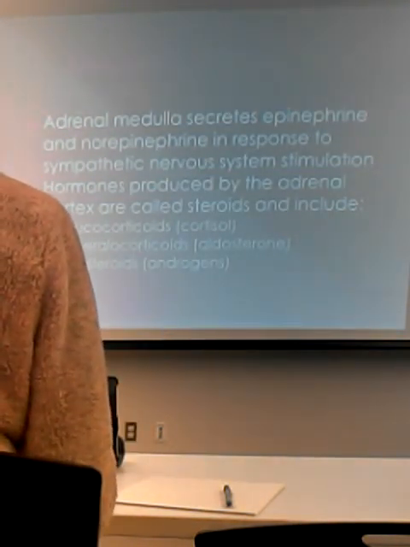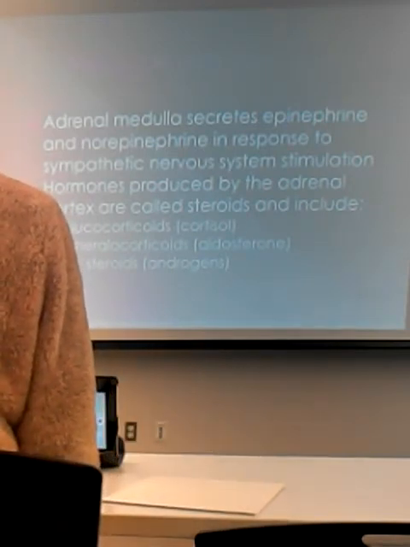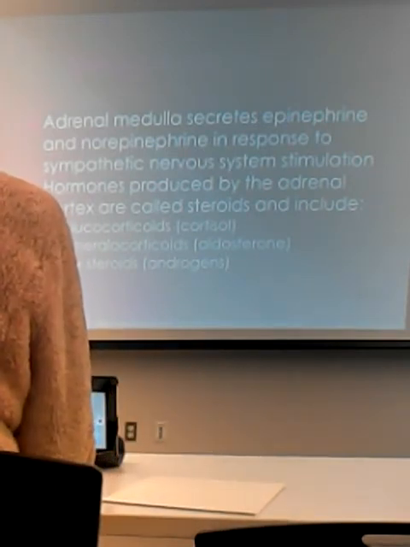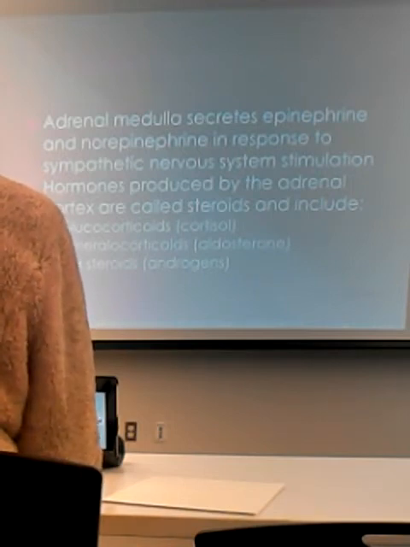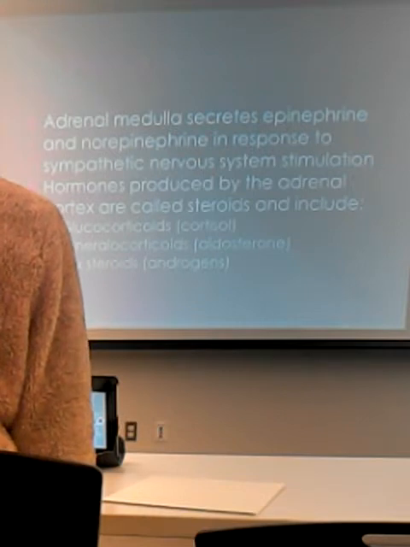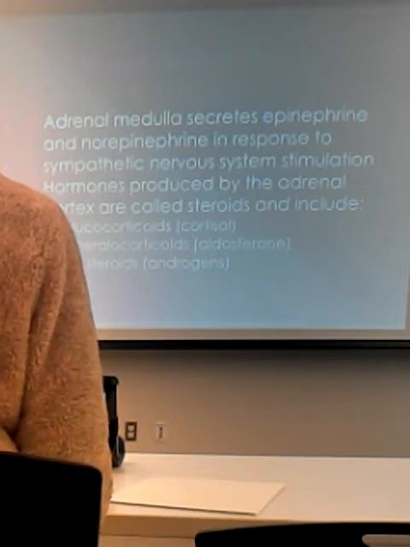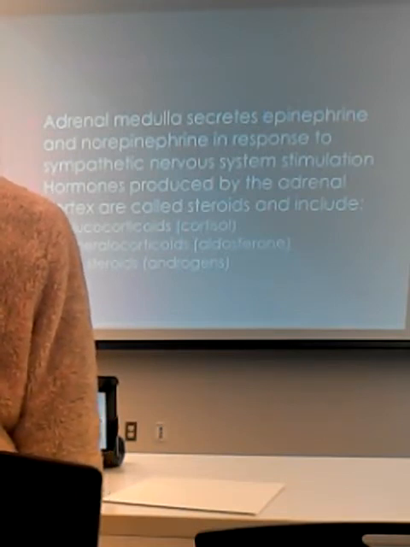Steroid hormones. So the adrenal medulla, I said, is catecholamines. The cortex is where the steroid hormones are in the adrenal gland. Where are the adrenal glands? Right on top of the kidneys. Okay? So we have 3 sets of steroid hormones that the adrenal cortex makes.